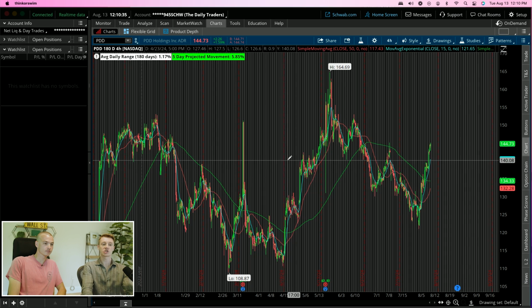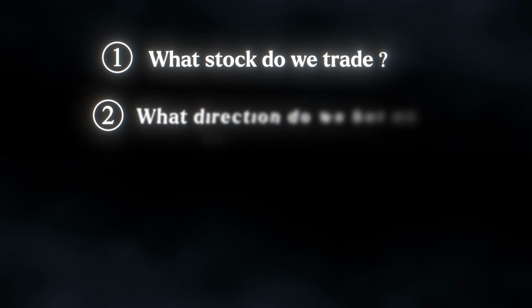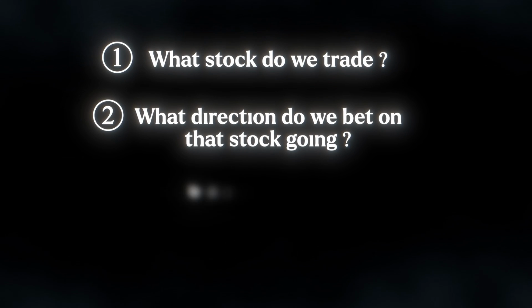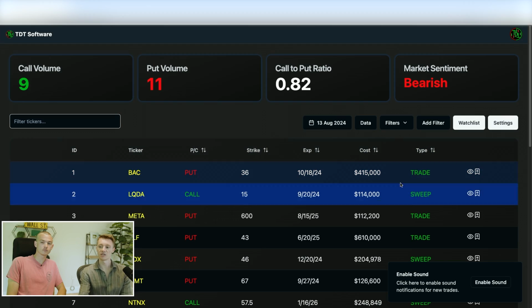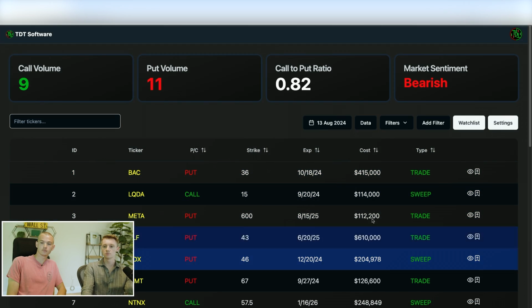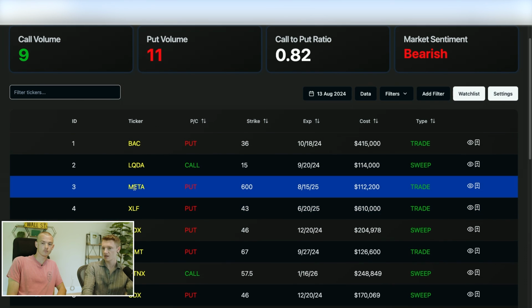Now, how am I actually going about finding what stock I'm gonna trade? Well, I have a software, which I'm gonna pull up on this screen right here. As traders, we have to answer 4 questions. Number 1, what stock do we trade? Number 2, what direction do we bet on that stock going? Number 3, where are we right? Number 4, where are we wrong? So my software answers 2 out of those 4 questions. It gives me what stock to trade and essentially what direction to bet on it going, okay?